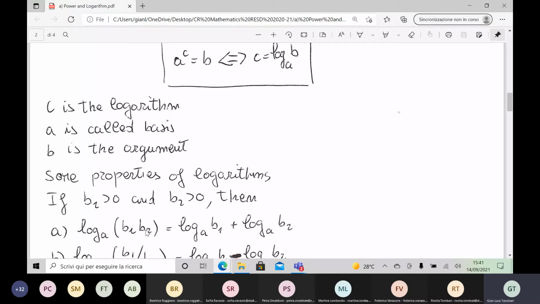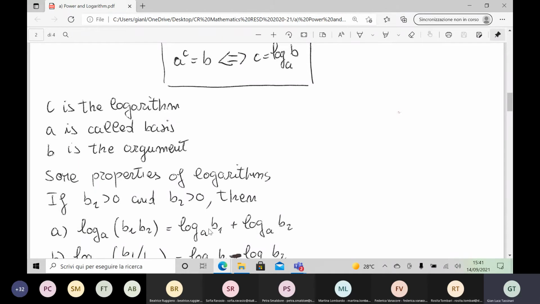If you go back to the definition, the logarithm of a number B is the exponent C you have to give to the basis A. But think with me for a moment. The basis A is positive. Give any real number as exponent to the basis A, and the result you get must always be strictly positive. For this reason, B must be strictly positive. So the logarithm of a product is the sum of the logarithms, under this hypothesis: B1 and B2 are both positive.